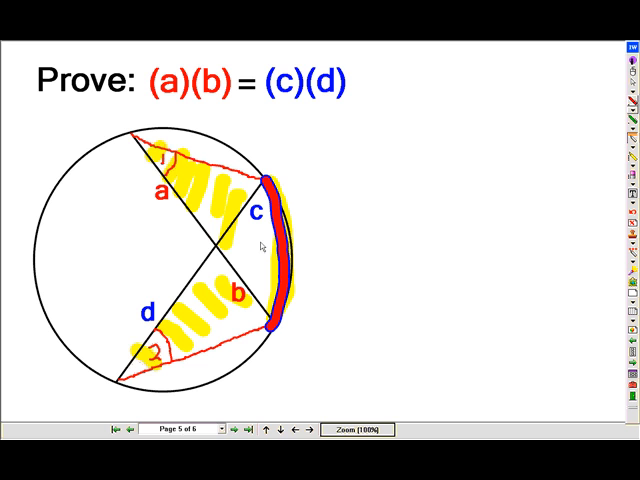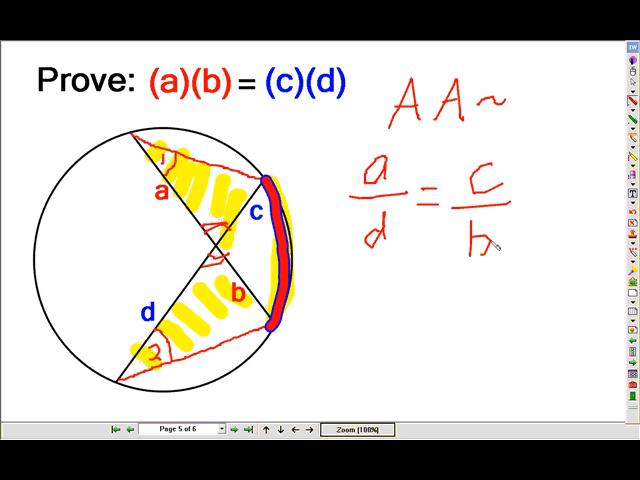We also know that these two triangles have vertical angles here and here. Therefore, the third angle must be congruent, and now we have what's called angle-angle similarity. If the triangles are similar, the sides are proportional. So if we match up the proportional sides, A of the top triangle would relate to D of the bottom triangle, and that would be the same ratio as C of the top triangle to its corresponding part B. And by cross-multiplying this proportion, we get A times B equal to C times D, which is what we were trying to prove.